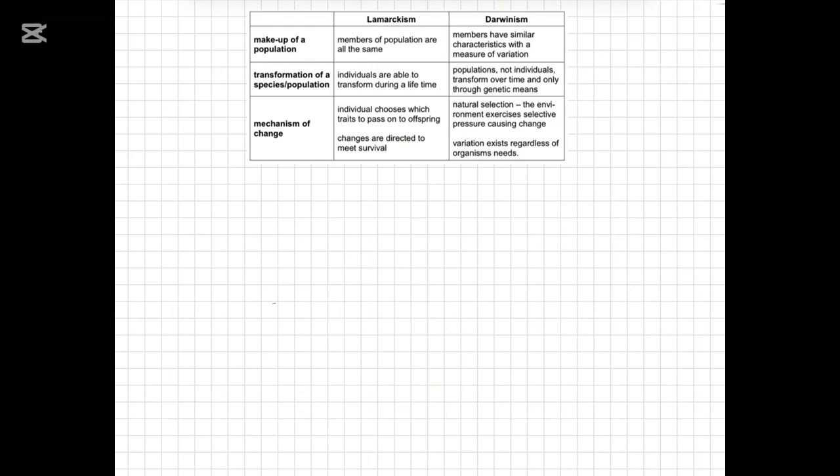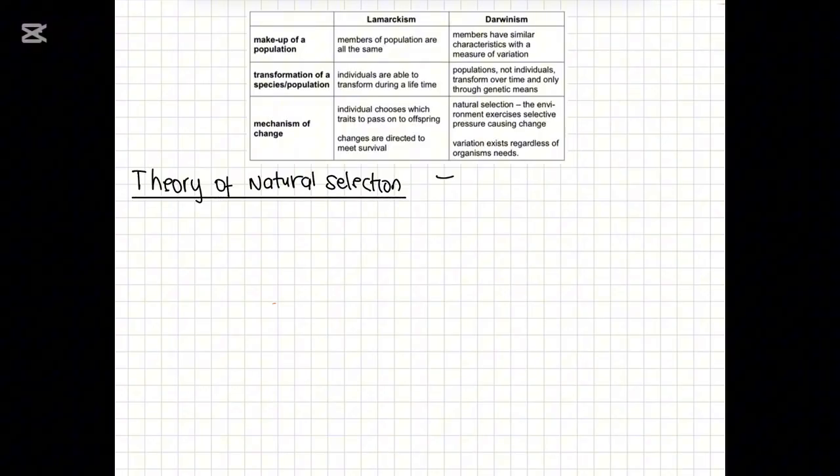However, Lamarck was rejected for one particular reason, that there's no supporting evidence to show how organisms change, and organisms do not change because they want to, but they change due to environmental pressures. So we take the theory of natural selection by Darwin.